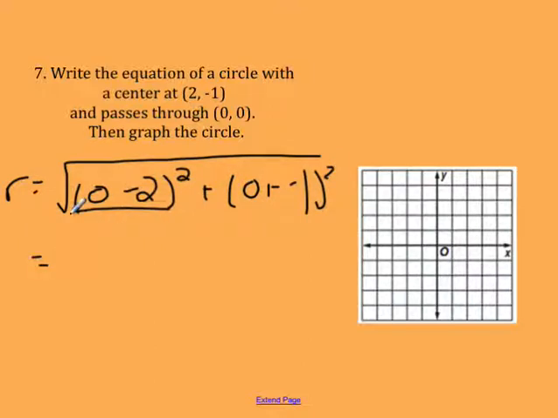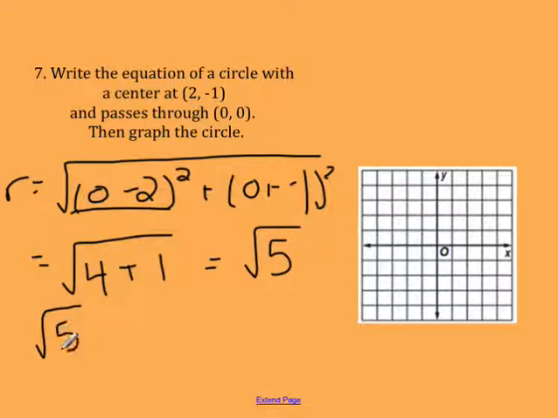Then I end up having negative 2 squared, which is 4, and negative 1 squared, which is 1. So I end up getting that the radius is the square root of 5. Now, just as a side note, the square root of 5 is 2.24.